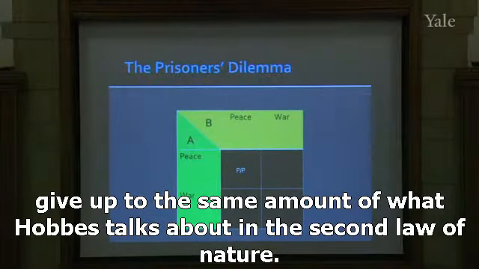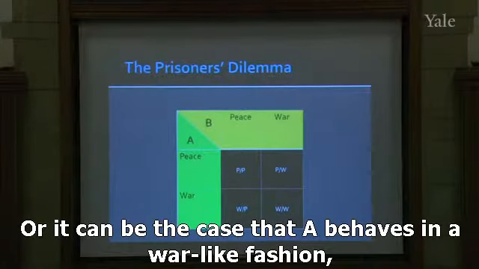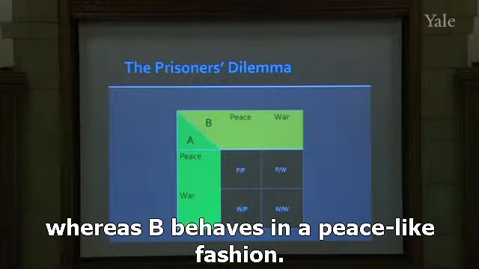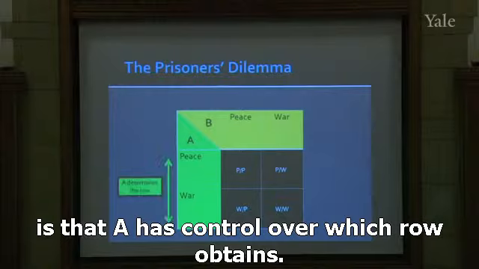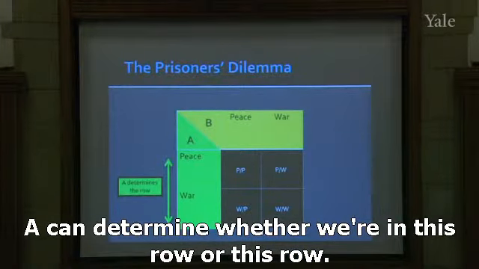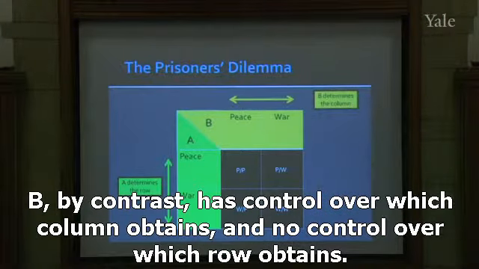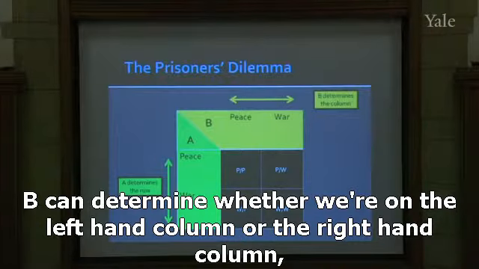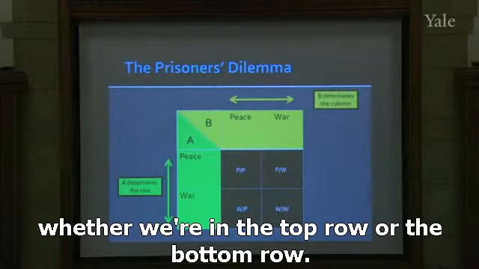Or it can be the case that A, the letter on the left, behaves peacefully, whereas B behaves in a warlike fashion. Or it can be the case that A behaves in a warlike fashion, whereas B behaves in a peace-like fashion. Now, what's important to notice about the structure of the prisoner's dilemma is that A has control over which row obtains. A can determine whether we're in this row or this row, but A has no control over which column obtains. B, by contrast, has control over which column obtains, and no control over which row obtains. B can determine whether we're in the left-hand column or the right-hand column, but B can't determine through his direct behavior whether we're in the top row or the bottom row.